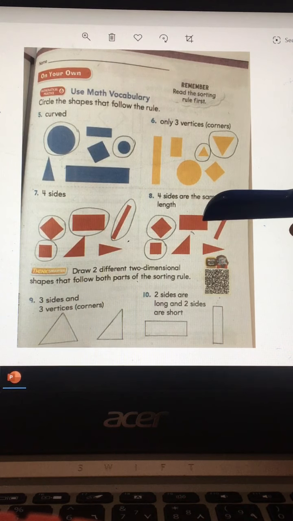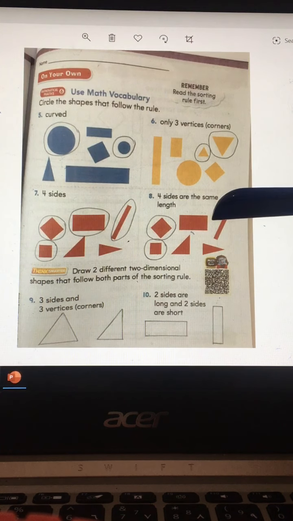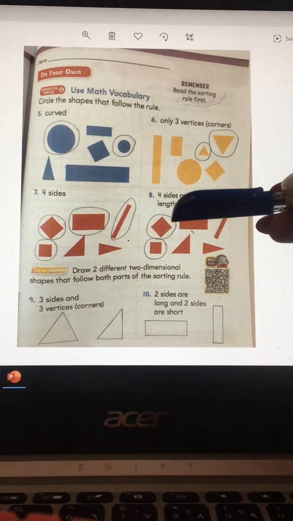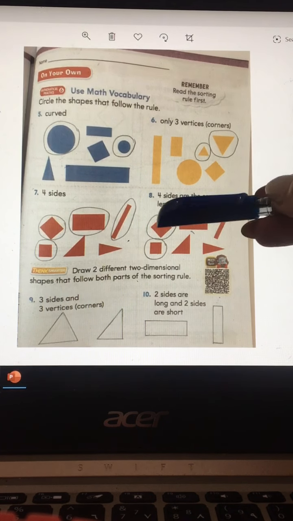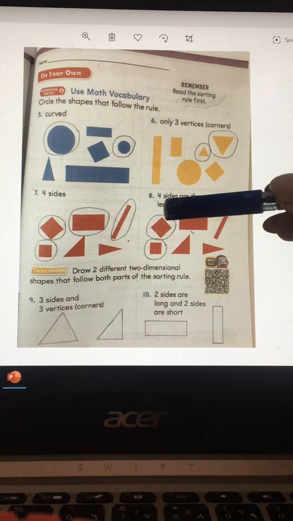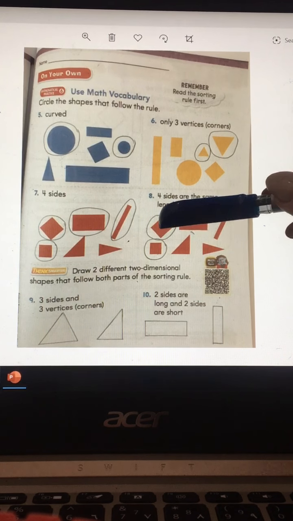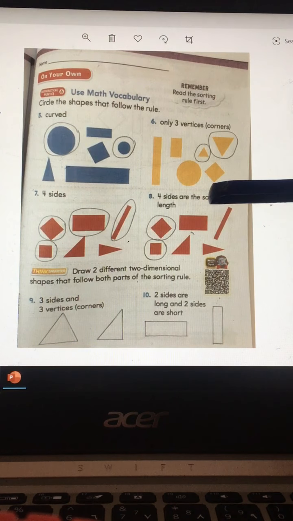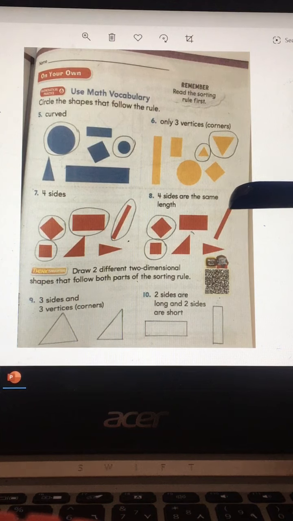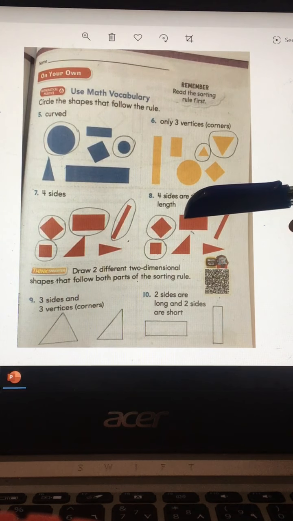But if you look at the rectangle, the rectangle has 2 longer sides than the other 2 sides. This side and this side are longer than these other 2 sides. But the square, the 4 sides are equal. So that's why I circled these two shapes, because the sorting rule is asking me to circle the shapes that have equal sides.